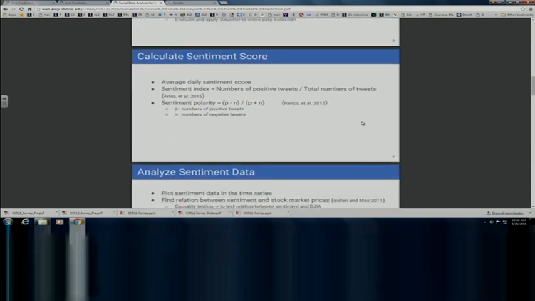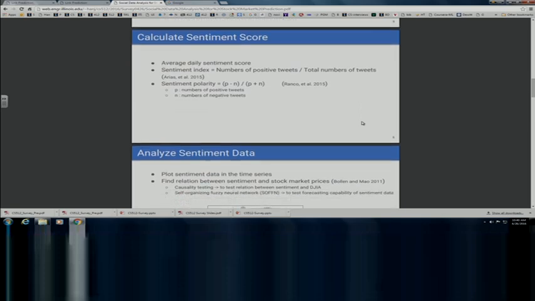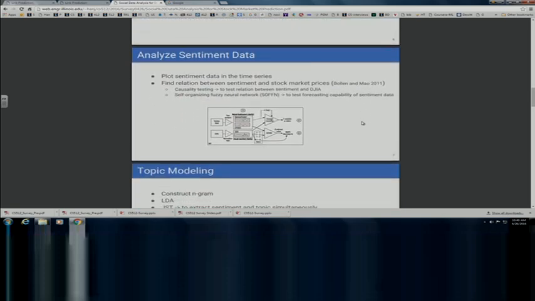Now we have the tweets with sentiment labels. Next, we have to calculate the sentiment score, because we are trying to construct the forecasting model. So we have to plot the sentiment information as a time series. There are some options for calculating the sentiment score. We can just average the daily sentiment score, or, in some papers, they use a sentiment index or sentiment polarity. After we have the sentiment score, we plot it as a time series.